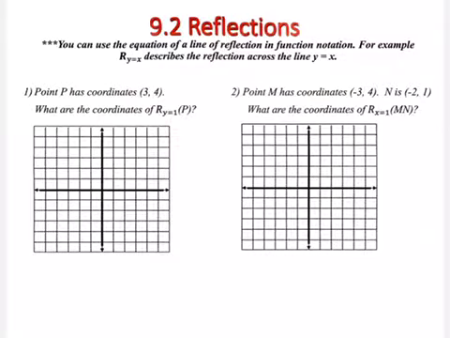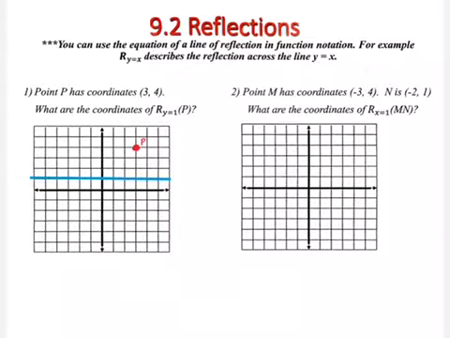So point P has the coordinate 3, 4. What is the image of P after you reflect across the line y equals 1? So we start with 3, 4 as our point P. Then the line y equals 1 is the horizontal line at 1. So we want to reflect across this line here.